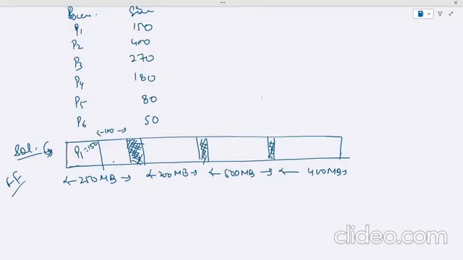Definitely not. P2 cannot get this space. Now move further. 200 block. Can P2 occupy this space? So the answer is again no. 200. P2 needed 400. Cannot get this space.